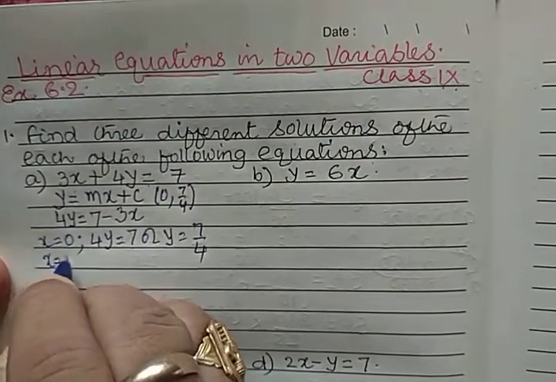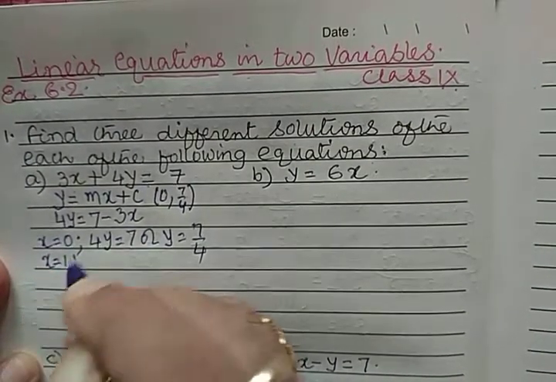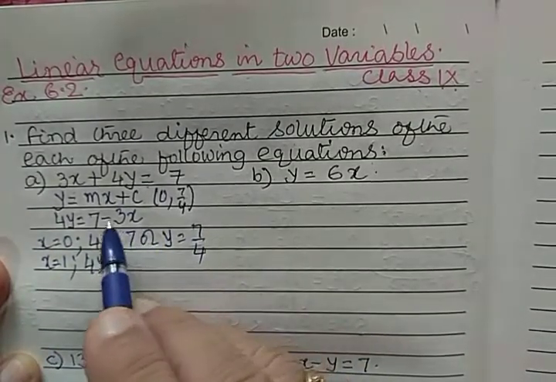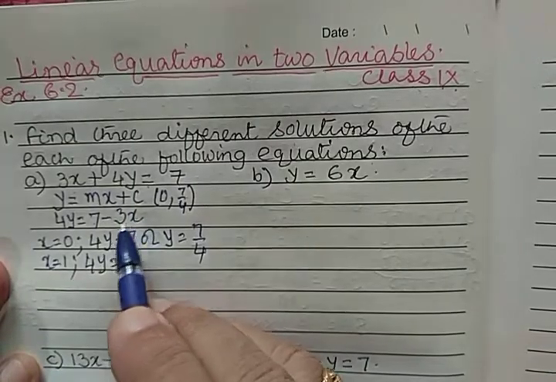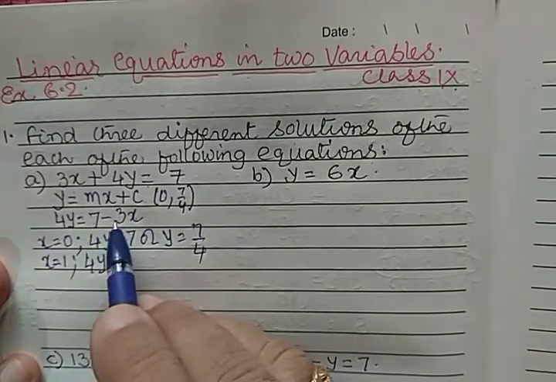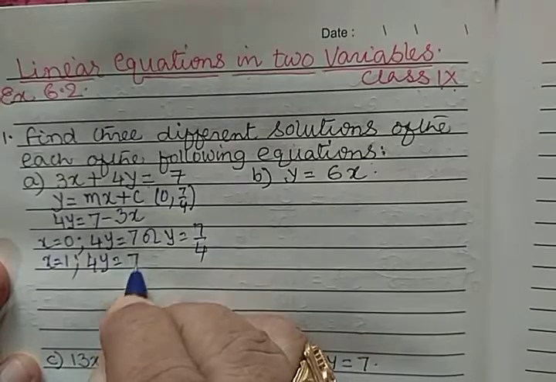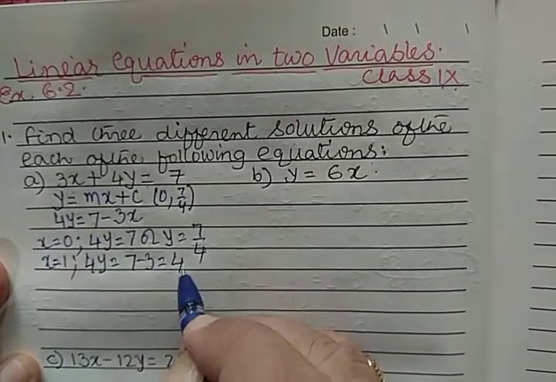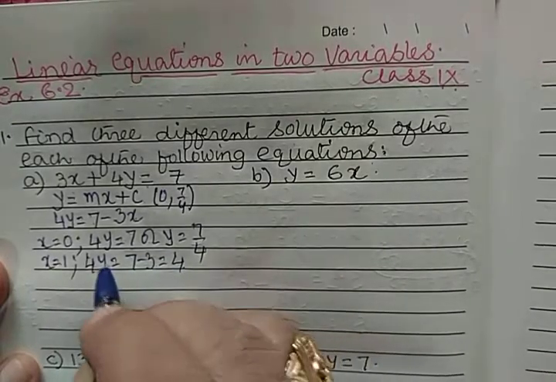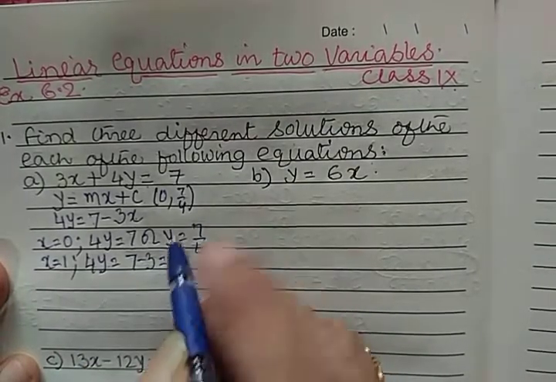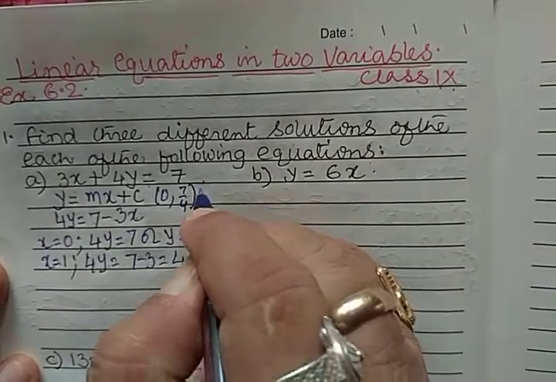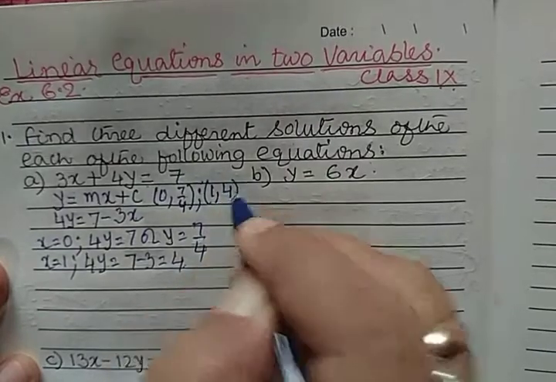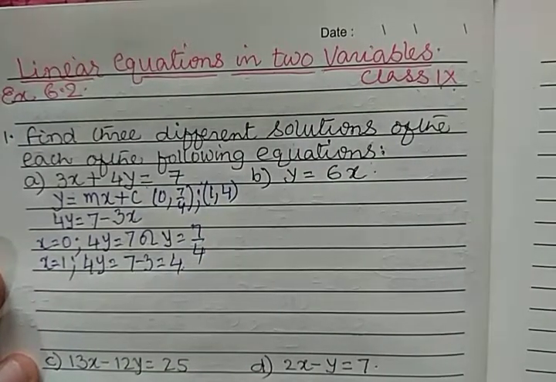x is equal to 1. Then what happens? 4y is equal to 7 minus 3, because x is equal to 1. 7 minus 3 is equal to what? 4. 4y is equal to 4, or y is equal to 1. So that is your second solution, 1, 4.